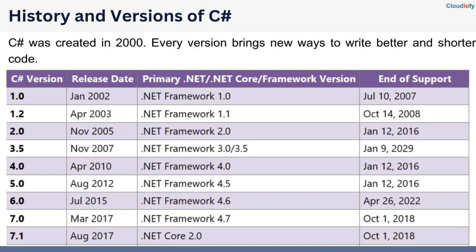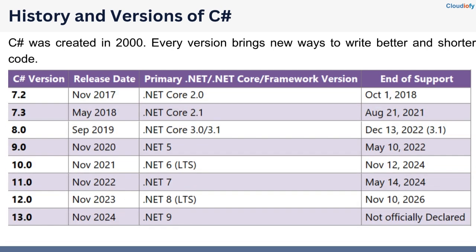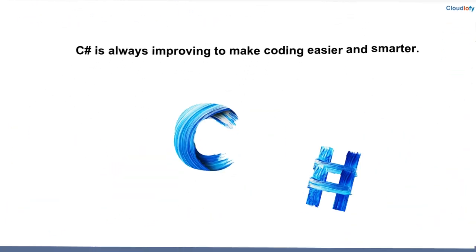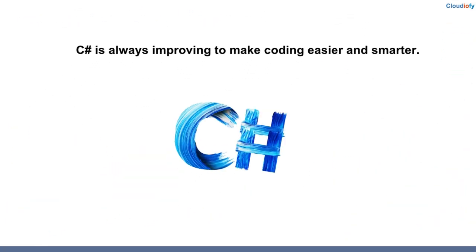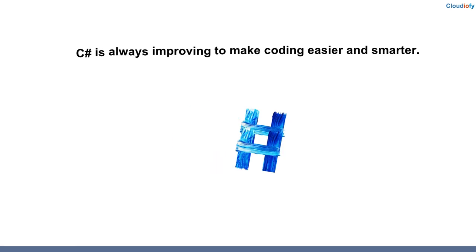History and versions of C#. C# was introduced around 2000, and just like .NET, it's been evolving ever since. Each version adds cool new features that make coding faster and smarter. Right now, we are up to C# 13, and it's more powerful and flexible than ever. C# is always improving to make coding easier and smarter.